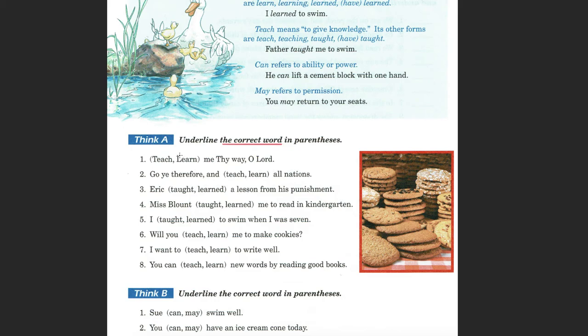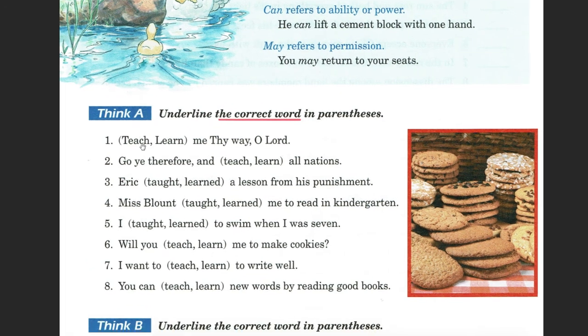Okay, "Teach or learn me thy way, O Lord." So number one, are you asking God to give you knowledge, which is teach, or are you asking God to get knowledge from you? All right. Obviously, you can't teach God anything. I mean, you can't give knowledge to God in any way. So you try and say teach, right? "Teach me thy way, O Lord."